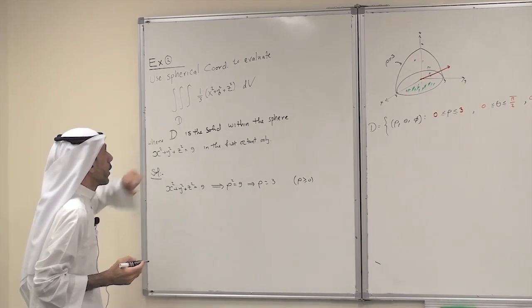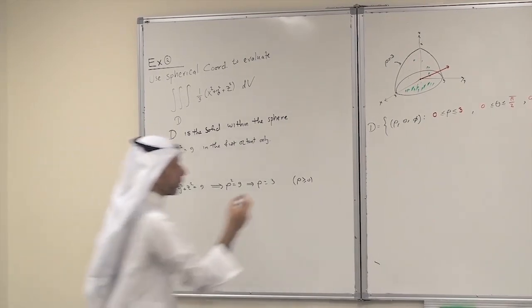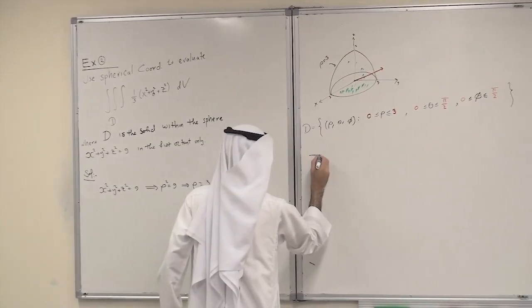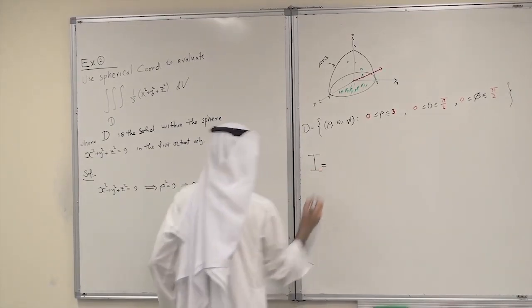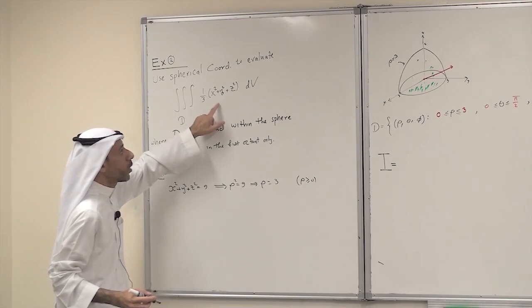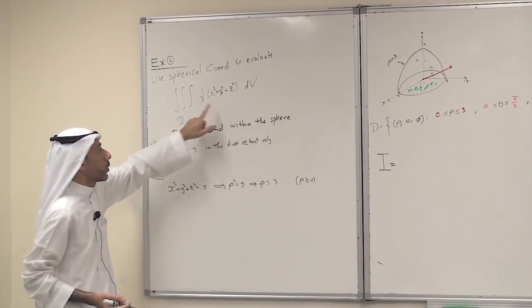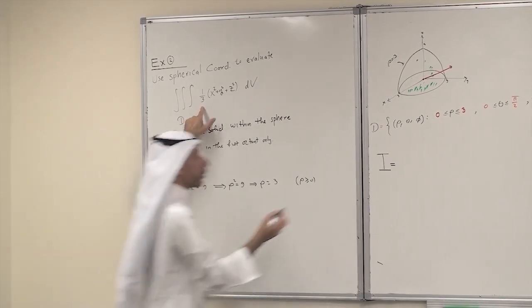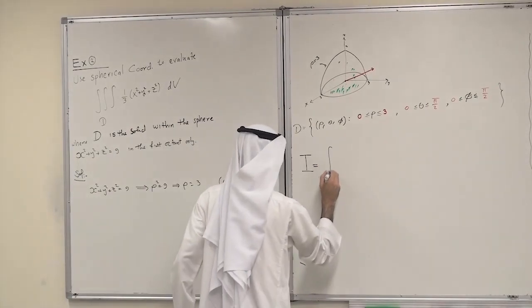Now the integral here to evaluate. So this is now the given integral. I have to use spherical coordinates, so I have to change also the function into spherical coordinates. When you change it, it becomes 1/3. So this is in the triple integral.